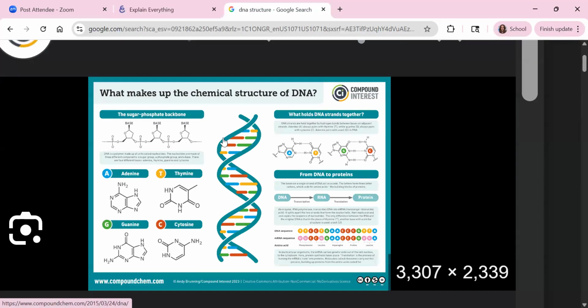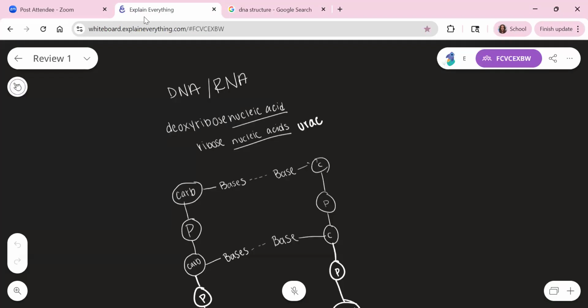So that's how this ladder is being formed in DNA. Same thing with RNA, except instead of thymine, we have uracil. So that's the main difference. They have the same structure. It's just we have uracil instead of thymine. Does that make sense? Okay.